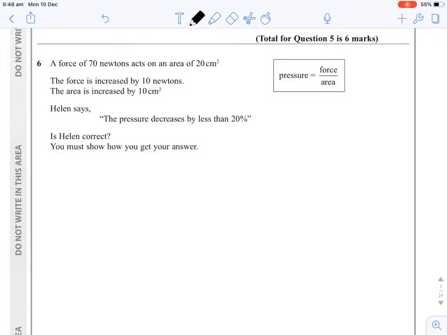Question 6. A force of 70 newtons acts on an area of 20 centimetres squared. The force is increased by 10 newtons, the area is increased by 10 centimetres squared. Helen says the pressure decreases by less than 20%. Is Helen correct? You must show how you get your answer.